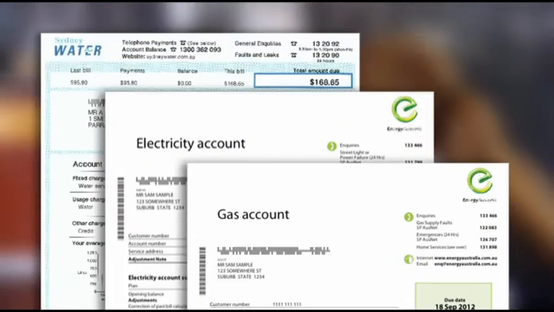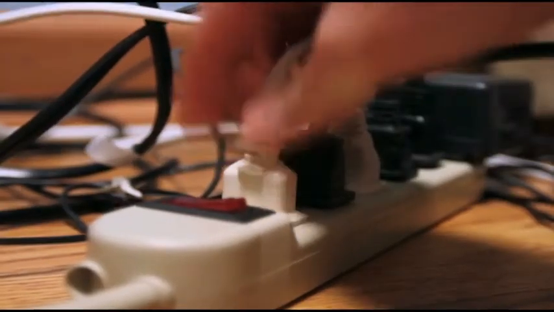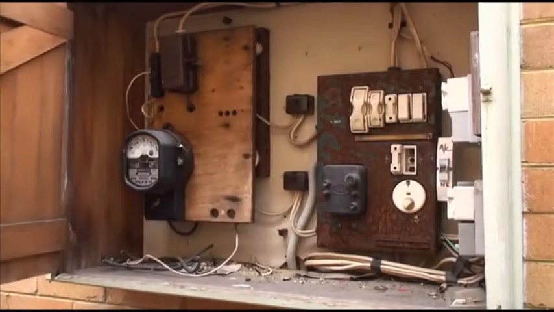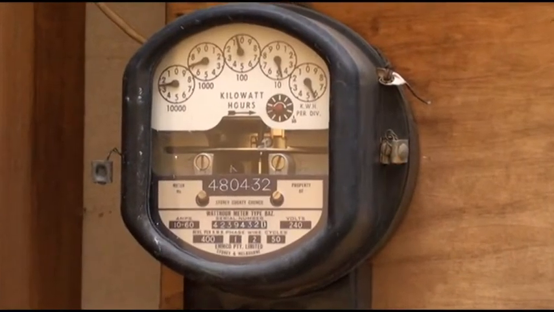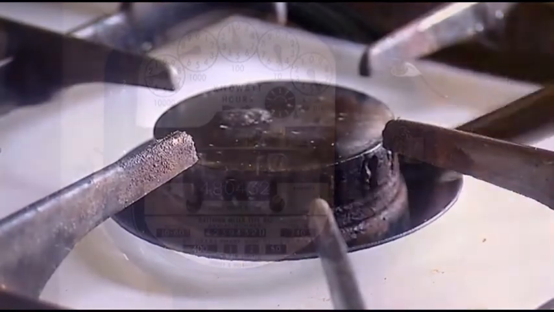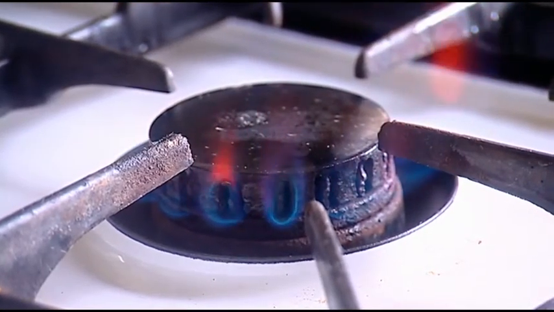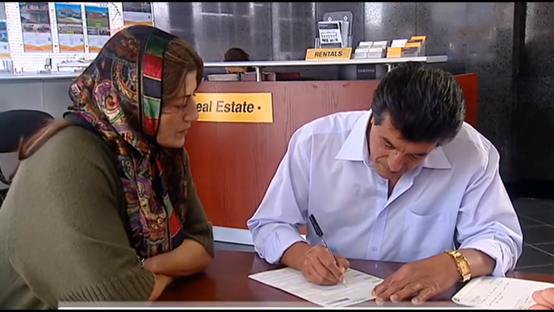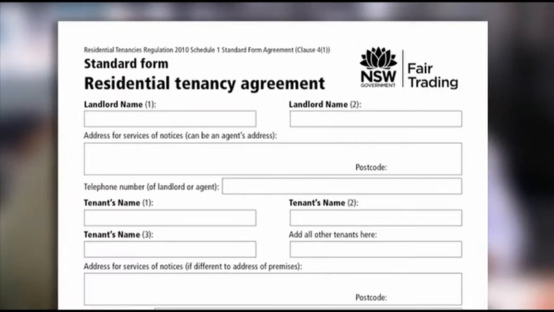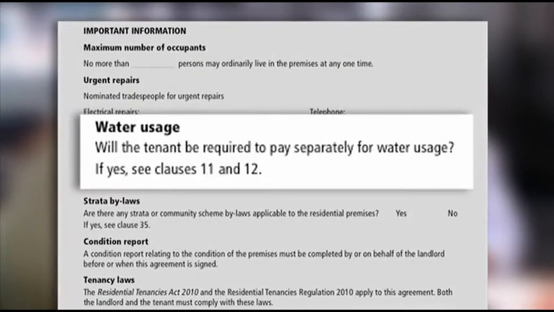Who pays for the utilities? Usually, the tenant pays for utilities if the property is separately metered. Most utilities are not included in the rent. The tenancy agreement you sign with the agent or landlord states who pays for each utility.